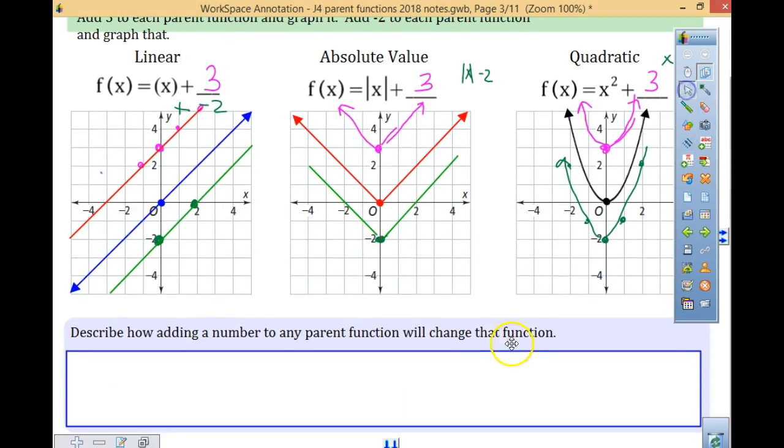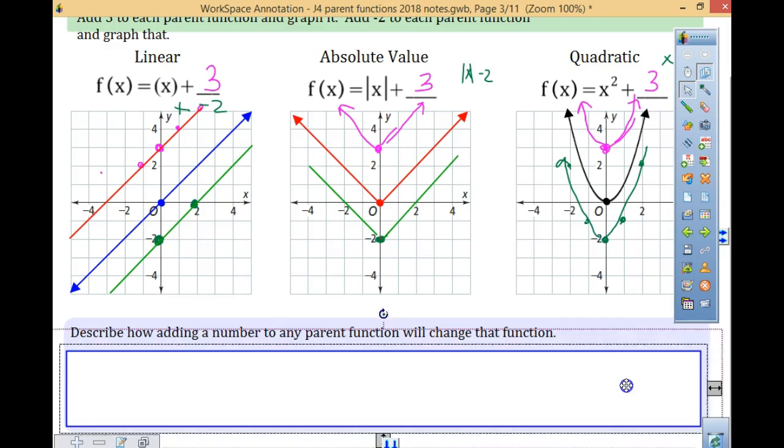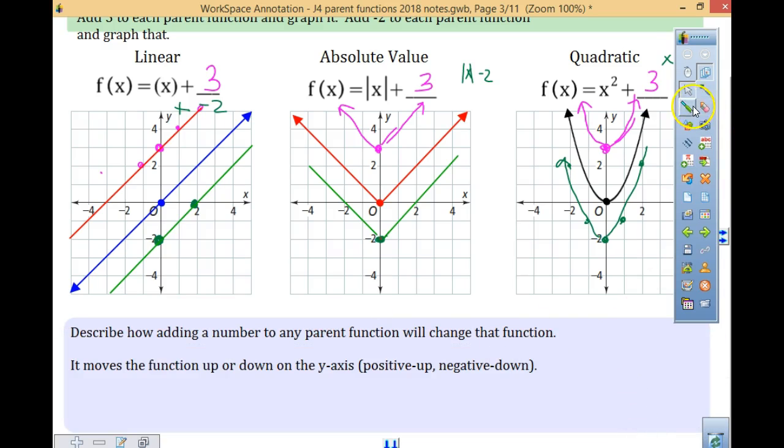And as I'm looking at describing how adding that number will change a function, this is what I want you to keep in mind. It moves the function, when we go outside, it moves it up or down, okay, on the y-axis. So anytime we are adding something and we are thinking of that like outside of that function, it's going to move it up or down. This moves it up and down, up and down. So now we're going to go on the next page. We're going to go within the parentheses. We're going to look, how does it change within the parentheses?